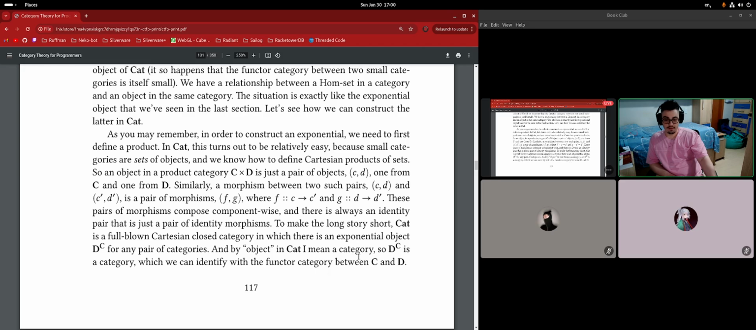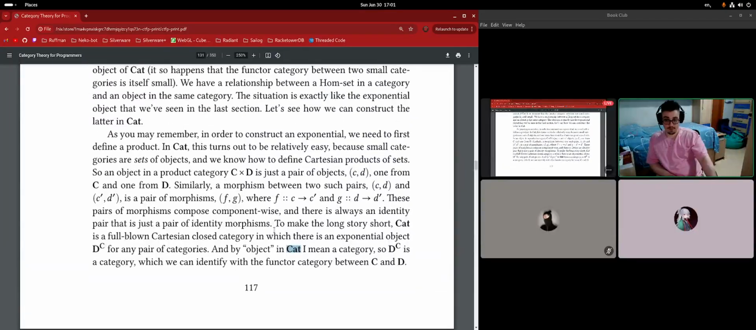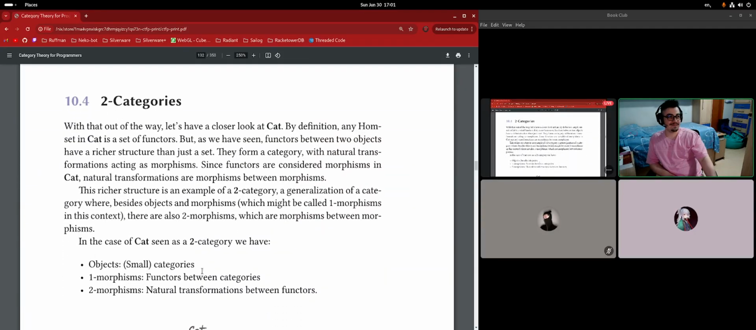In Cat, I mean a category. Yeah, because Cat is the category of categories. So D^C is a category which we can identify with the functor category between C and D. Yeah. So this is a lot. But take your time, take your digestion time.